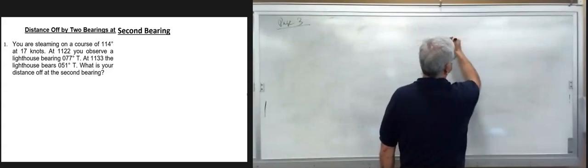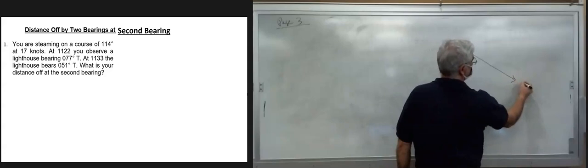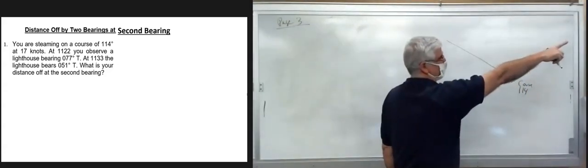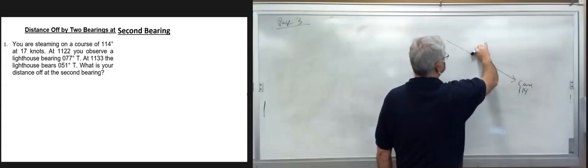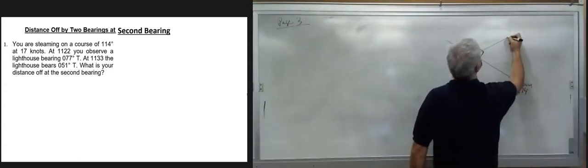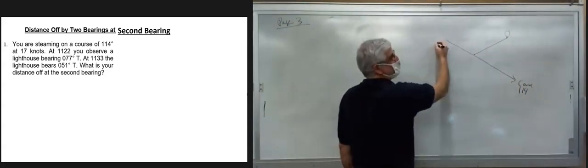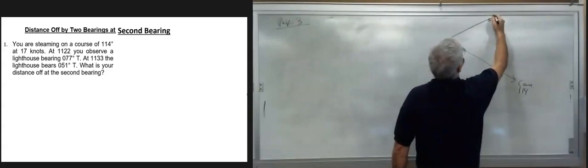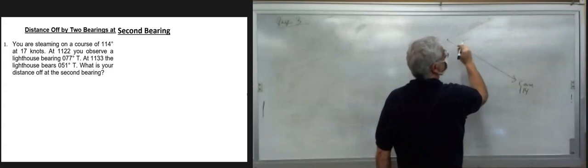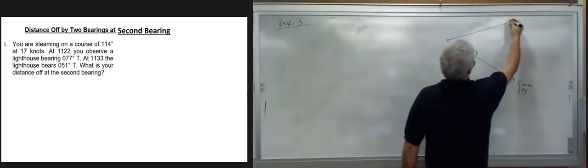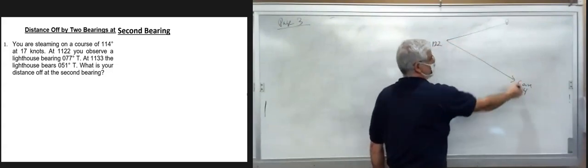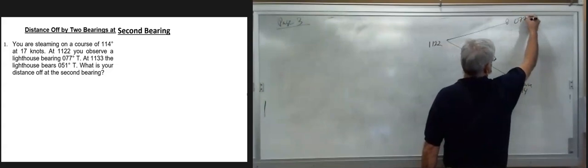You're steaming 114. So that's 114 there. I'm steaming this course, 114, and I'm making 17 knots. At 11:22, you observe a lighthouse bearing 077. So that's 000, that's 090, so 077. Okay, so I'm going to say that's my lighthouse. So this is 11:22, and I'm doing 114, and this is 077. That's a true bearing.